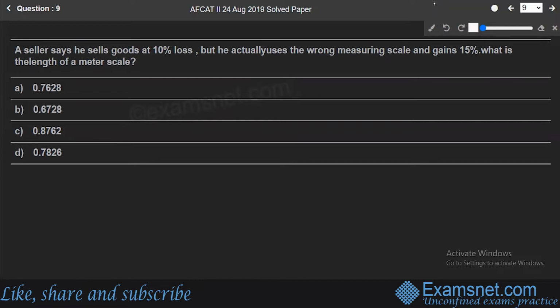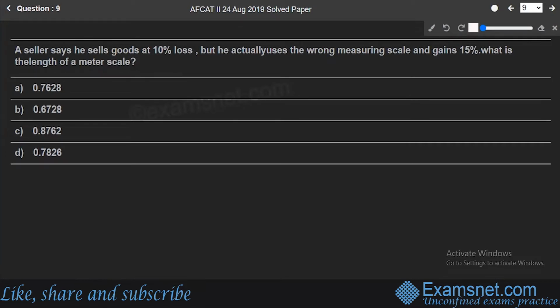Question number 9. A seller says he sells goods at 10% loss, but he actually uses a wrong measuring scale and he gains 15%. What is the length of the meter scale? See, in this question, we are given only the percentages, no definite values. Here is a percentage and here is also a percentage, no definite values are given to us.